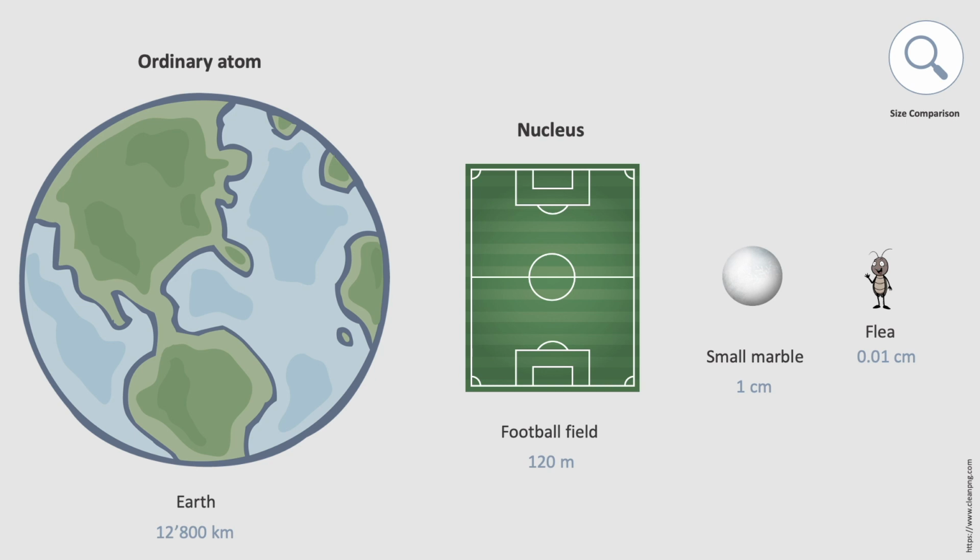If we go one step deeper, a nucleon would have a diameter of about 1 centimeter, the size of a small marble. And lastly, a quark would be the size of a small flea. An atom is pretty much an empty space with a tiny nucleus in the center. Therefore, 99.9% of the atom's mass is located in the nucleus.